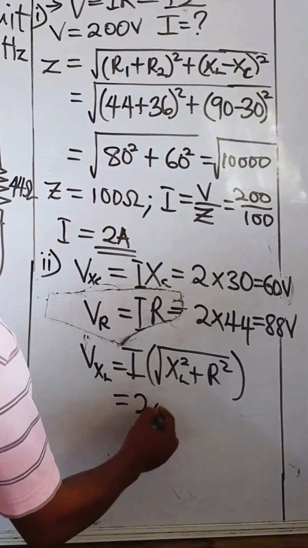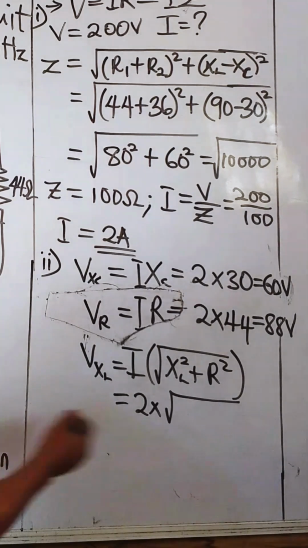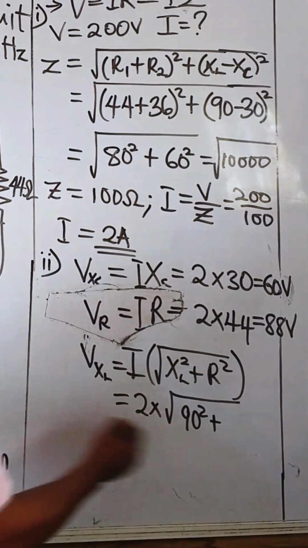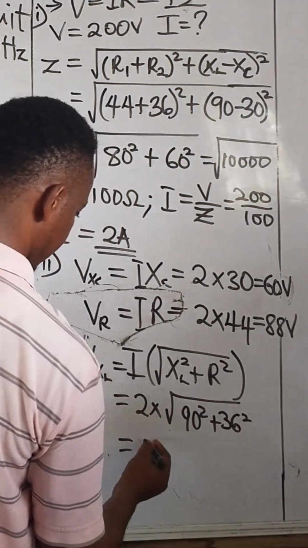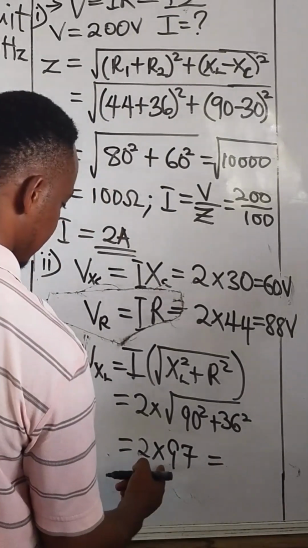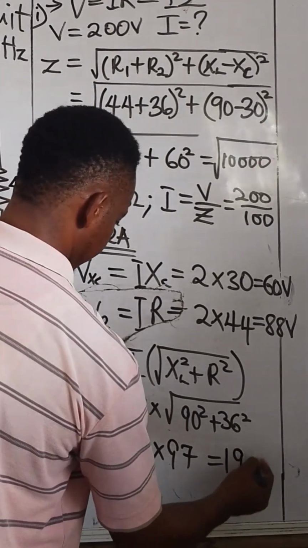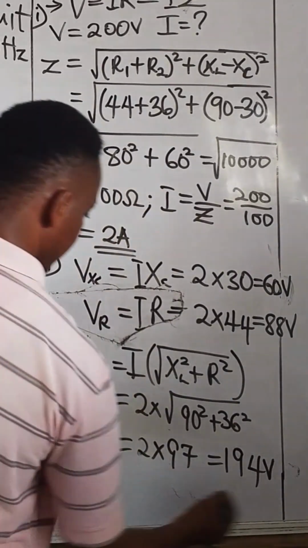That will be 2 times the square root of 90 squared plus 36 squared. That is 2 times 97, which is 194 volts. Okay, so 194 volts.